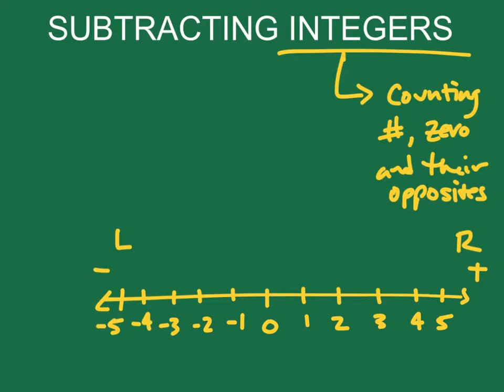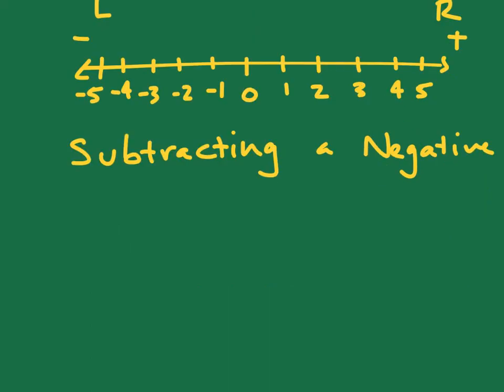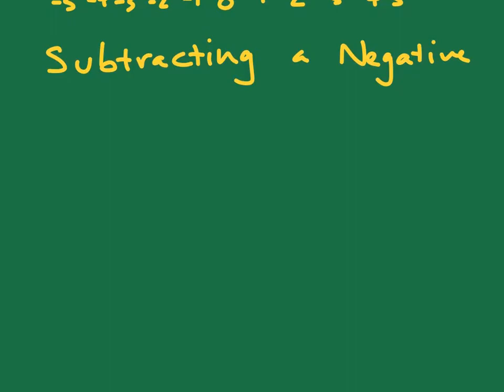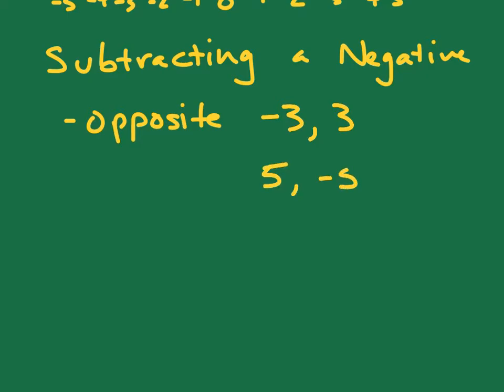All right, but let's first talk about some vocabulary. And the first thing I want to talk about is subtracting a negative. So I want to think of the word opposite, okay? So when I think of the word opposite, what I'm dealing with is this concept of subtracting a negative. So let's think about this. The opposite of -3 would be 3. All right, the opposite of 5 would be -5.